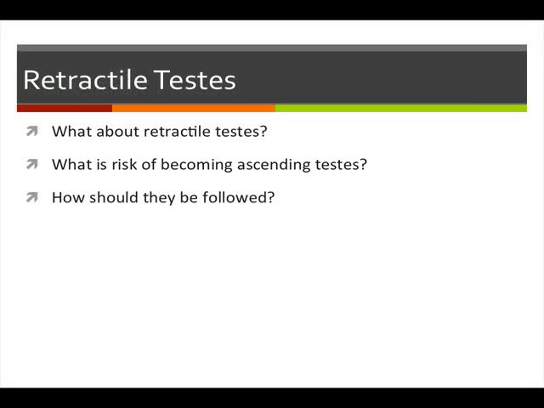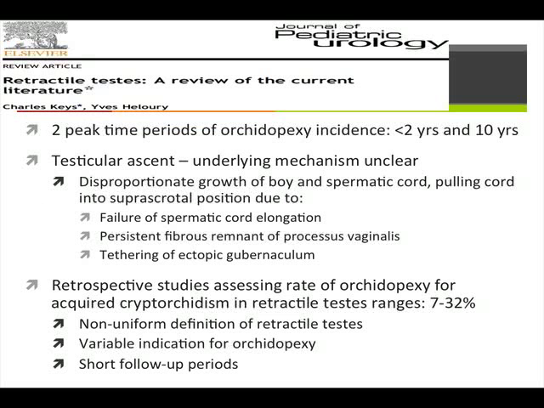Now, looking at retractile testes, what's the risk of them becoming ascending testicles, and how should they be followed? This group by Charles Key looked specifically at retractile testes, and what they found, interestingly, is that there are actually 2 peak time periods in terms of orchidopexy incidence: really young, less than 2 years, or about 10 years of age.